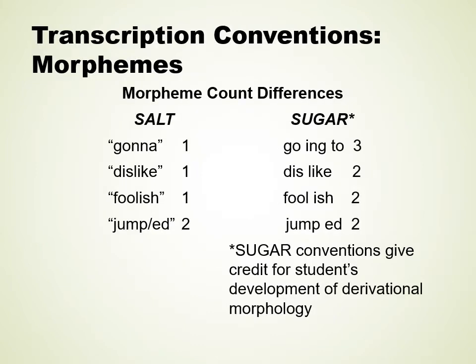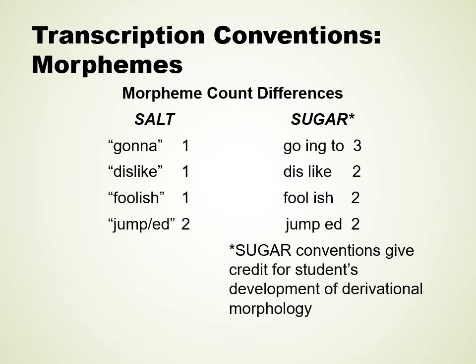Let's look at some of the differences between SALT and SUGAR. One of the biggest differences is how morphemes are counted. So here you see a list of words in SALT and SUGAR. Gonna is actually one morpheme in SALT, but in SUGAR you type gonna as going to and then count it as 3 morphemes. Dislike and foolish are both one morpheme in SALT, but they are actually 2 in SUGAR. Jumped is 2 morphemes in both SALT and SUGAR, but the way that you separate that morpheme is different. There's a slash between the P and the ED, and in SUGAR, of course, you're just leaving a space.